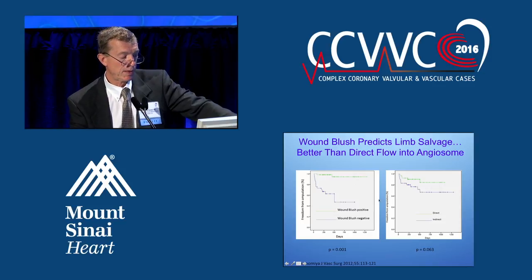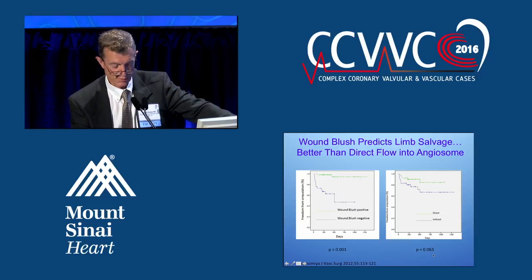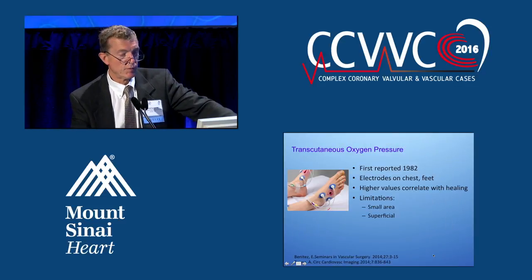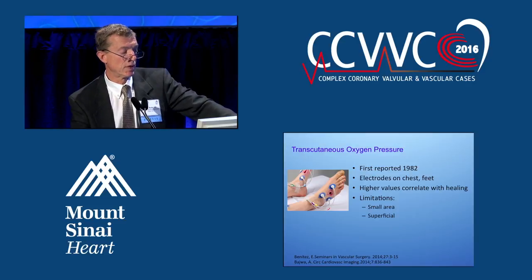If this was compared to inline flow according to an angiosome distribution, you can see that the predictive value of wound blush was better and in fact achieved statistical significance, whereas going in an angiosome distribution was helpful but did not achieve statistical significance. Now let's move on to some of the other measures of tissue perfusion.